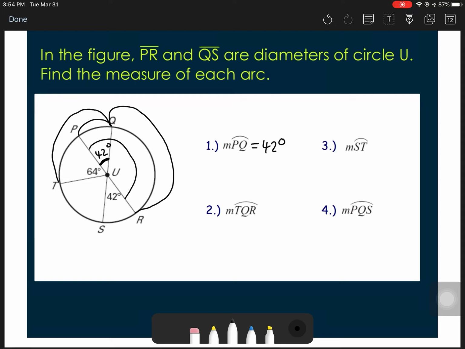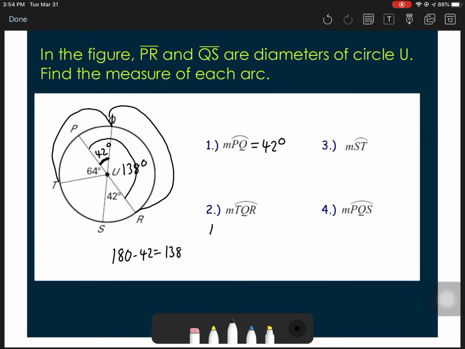So Q to R by itself, from here to here, is whatever 180 minus 42 is. So let's go ahead and do that really quick. 180 minus 42. That's going to be 138 degrees. So that's what this is right here. Okay, let me erase some of this extra stuff I have here. So basically, TQR is going to be 138 degrees plus 42 degrees plus 64 degrees. And that's going to total to be 244 degrees.